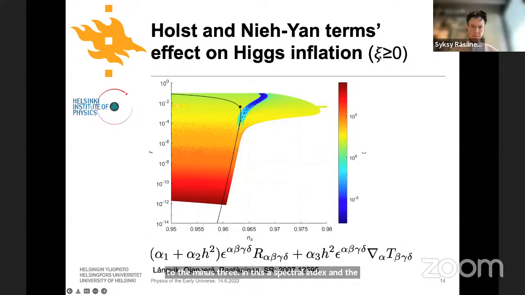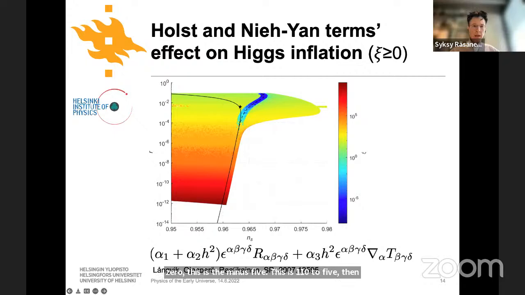non-minimal coupling to the Ricci scalar. Here I just show psi being positive. Psi being negative also gives you good inflationary models. So here psi goes to 0. This is 10 to the minus 5. This is 1, 10 to the 5, and then bigger. And this line is plateau inflation.